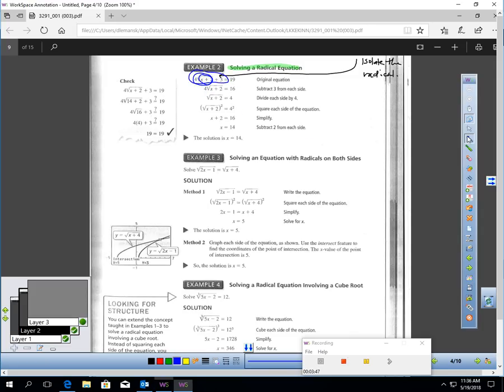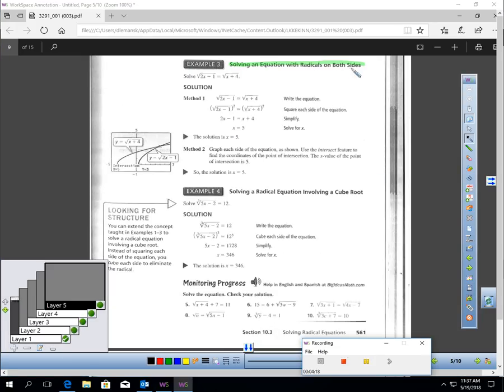To solve this, I would have to take away 3 from each side first. That would give me 4 times radical x plus 2 equals 16. Then I would divide each side by 4, and that would give me radical x plus 2 equals 4. Now I can square each side of the problem, and a square eliminates a square root. I'd have x plus 2 on the left and 4 squared, 16, on the right. And now I can take away 2, and x would be 14.